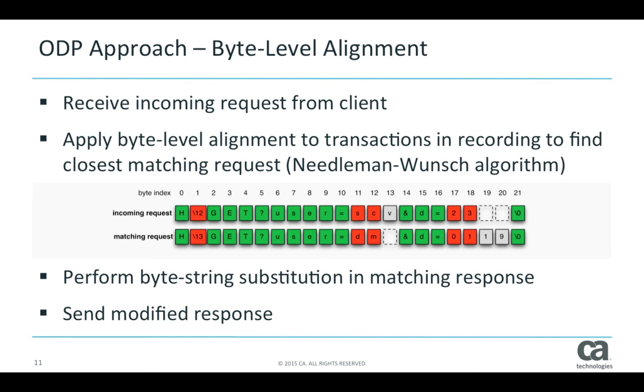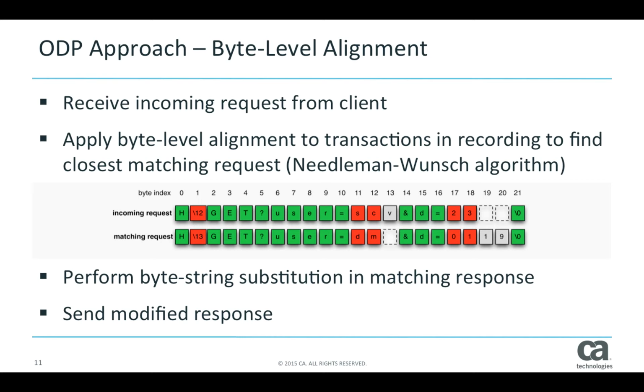I receive an incoming request from the client. That's my first line, the green and red boxes here. I receive my incoming request, and then I try to find within my library of requests that I had prior a matching request. And the way I do that is I take each byte and I line them up. And within each byte, I try to find a few things. I try to find what's different, and I highlight those differences, and what's the same.